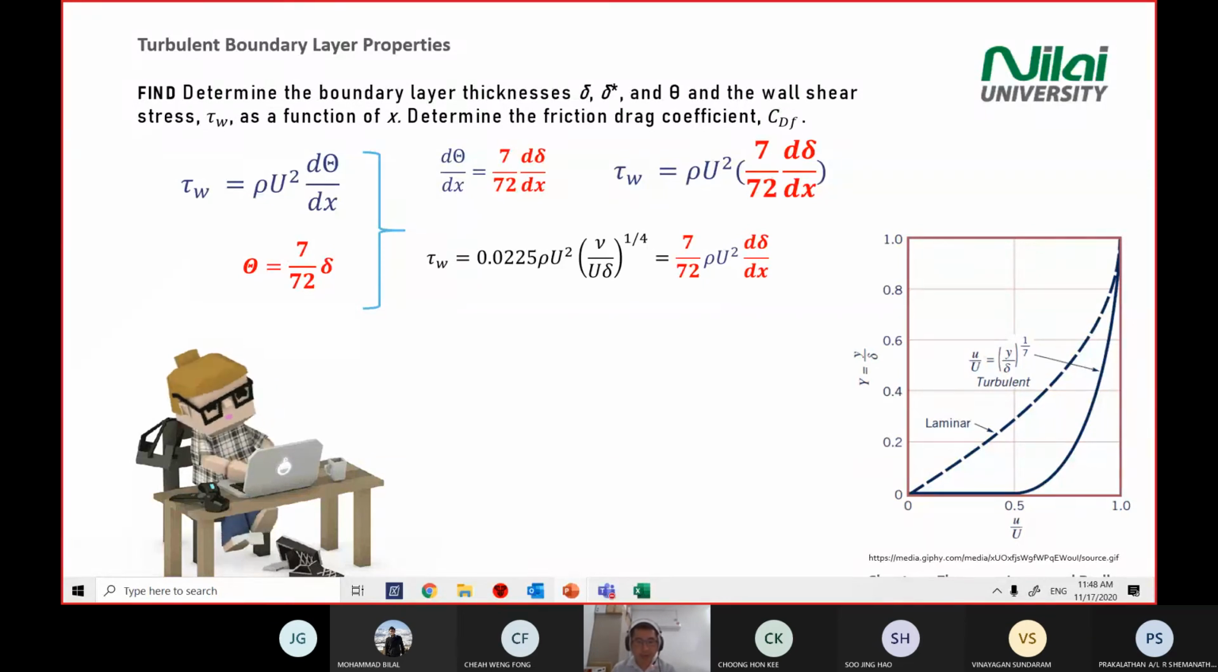And you're given the equation just now. With this, the shear stress in the statement under question 19. This one is given, the black color equation is given: 0.225 rho U squared, kinematic viscosity divided by upstream velocity times the thickness, to the power of 1 over 4, equal to what we developed just now.